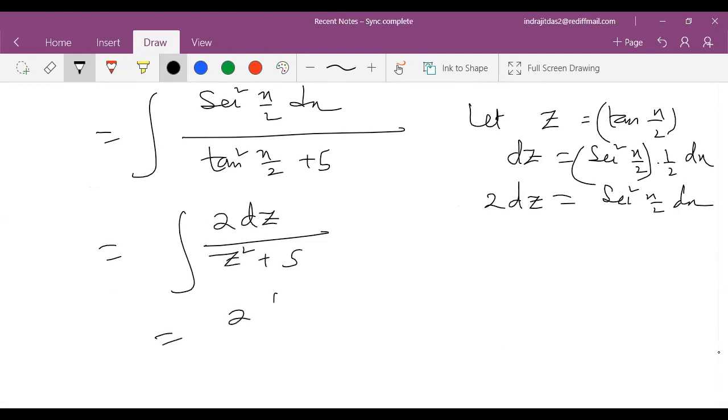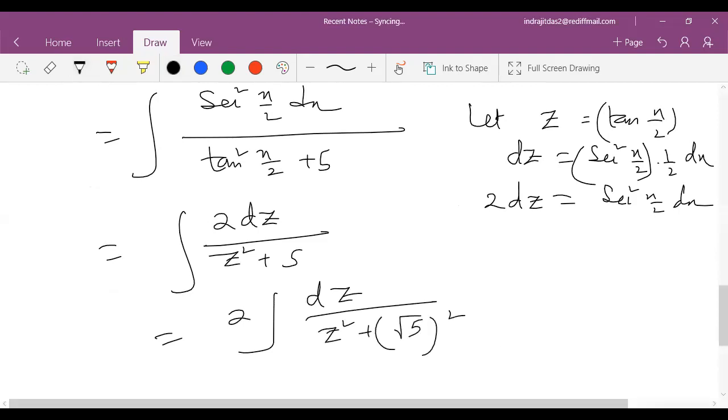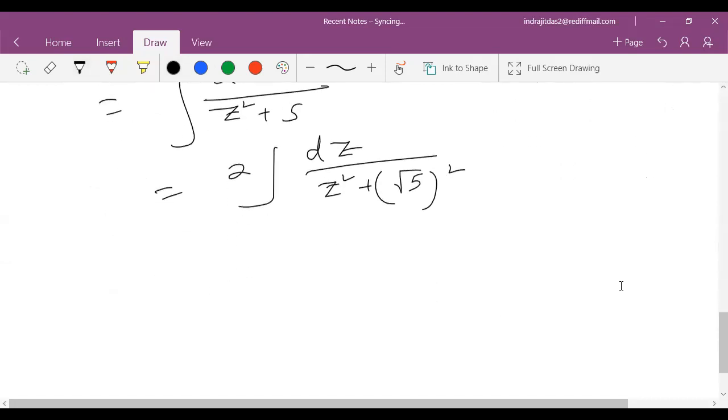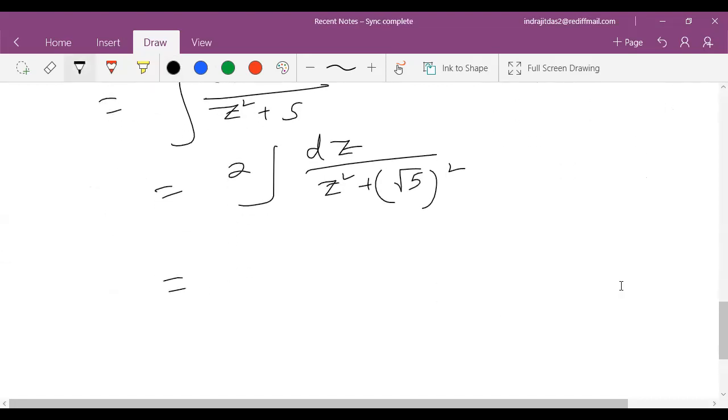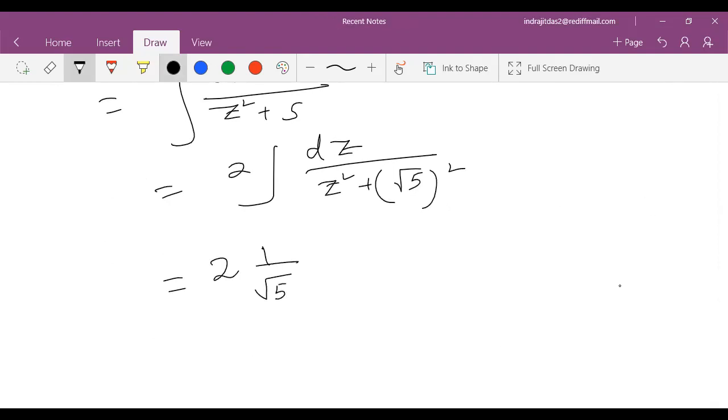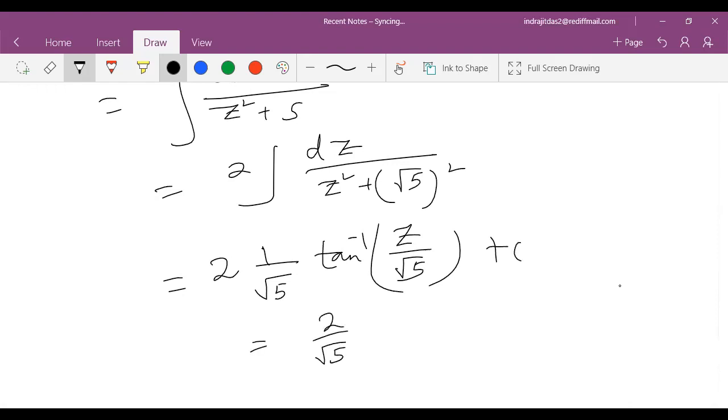So this is 2 outside, dz by standard integral z square plus root 5 square. The formula, tan inverse. What is the formula? Tan inverse. So that will be 2 into 1 by a. 1 by a is 1 by root 5. Tan inverse z by a, root 5, plus c. So your answer is 2 by root 5 into tan inverse tan x by 2 by root 5, because z is tan x by 2. So this is your result.